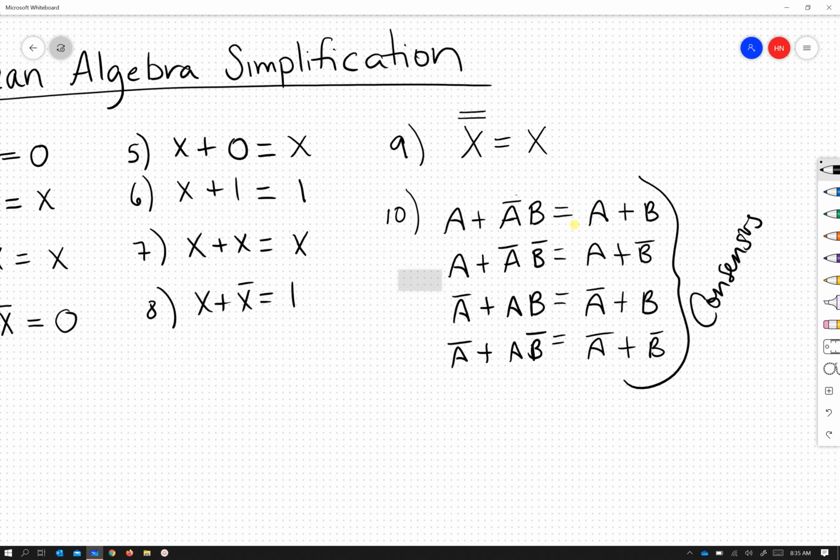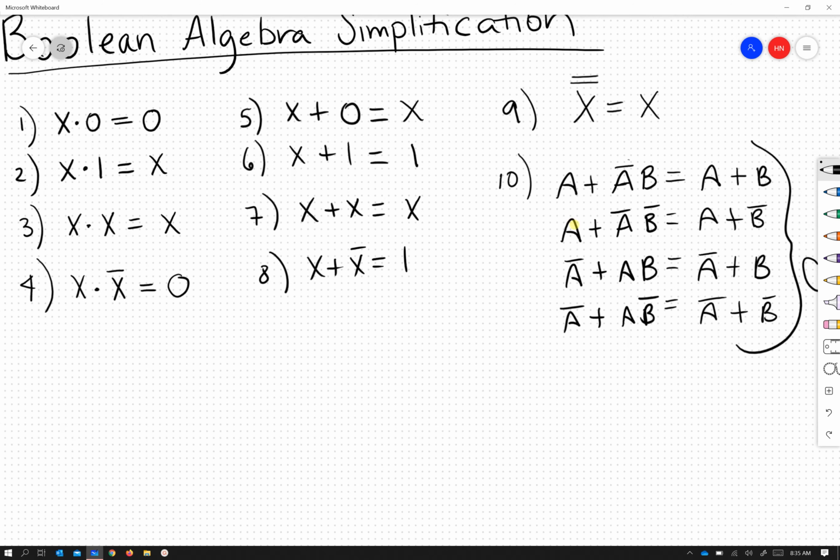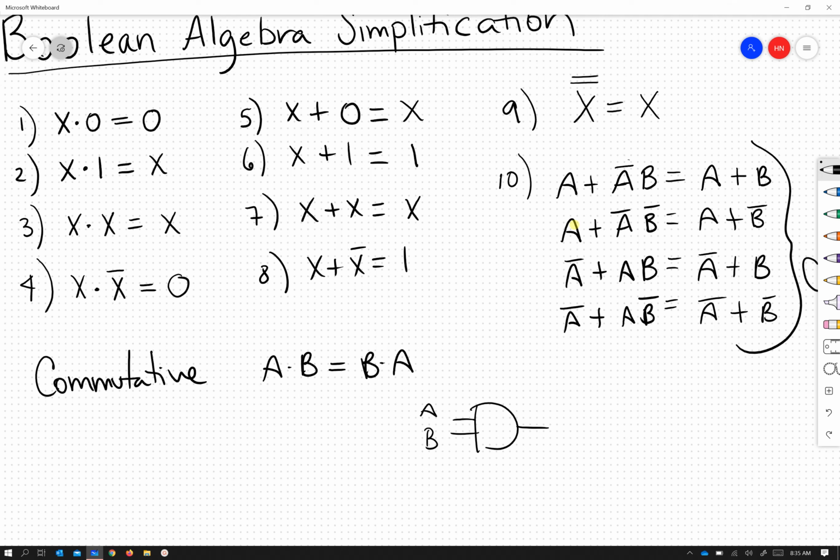Okay, so those are all the rules that we're going to be using. You should also know that the properties apply. So we know the commutative property. The commutative property says that I can AND A and B, and it's the same thing as saying B and A. So if you have an AND gate, it doesn't matter if I put A at the top or B at the top, it's going to give me the same result. And it's the same thing for OR. If I have A or B, it's the same thing as saying B or A.